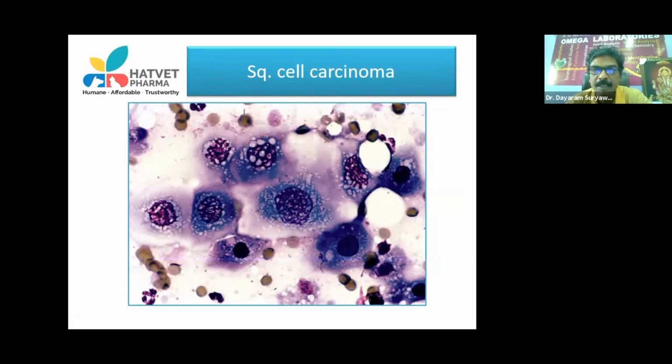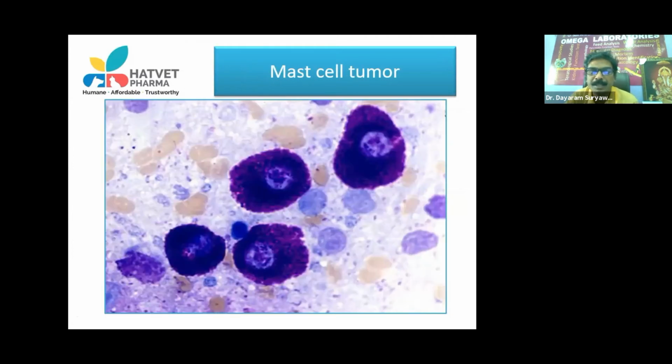But whenever squamous cell carcinoma is there, we get squamous cells with an increased nuclear size. As a rule, there is also a change in the nucleus-to-cytoplasm ratio. So that is how squamous cell carcinoma appears. Then mast cell tumor: generally it's a skin tumor, with very small nodules.